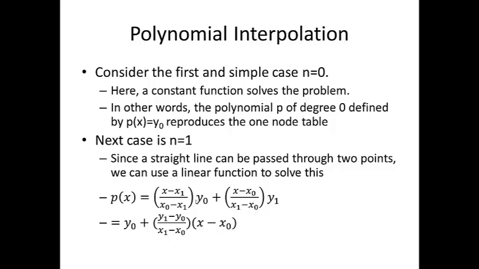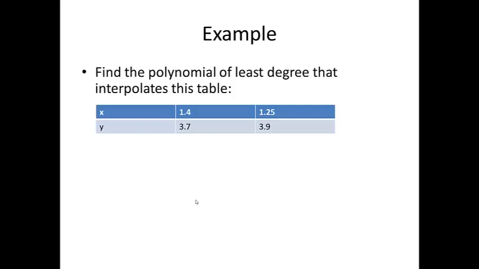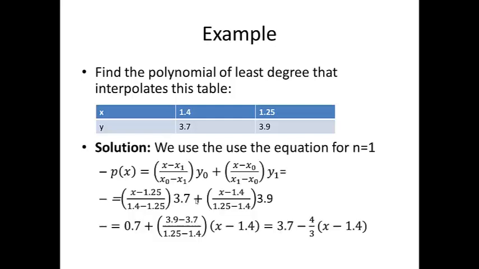Now that we've seen the two easy cases, let's take a look at an example involving one of them. So, in this example, we want to find the polynomial of least degree that interpolates this table. This is an example of a straight line function. Here, we can just use the formula from the previous slide. We plug in the values for x1 and x0, and the values for y0 and y1, and place this in a form with x, and as a result we get 3.7 minus 4/3 times x minus 1.4.